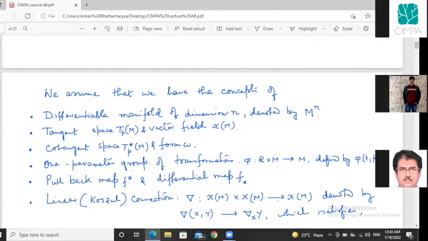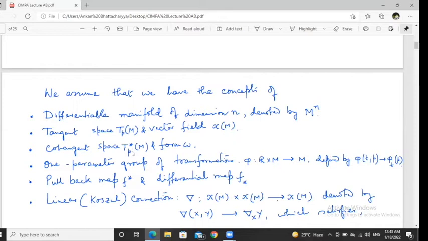We have the concept of tangent space, and also the concept of vector field. And the cotangent space, which is denoted by T*_pM, and the forms: one-form, two-form, r-form. I think these concepts are well known to you because in post-graduation classes you have gone through them.